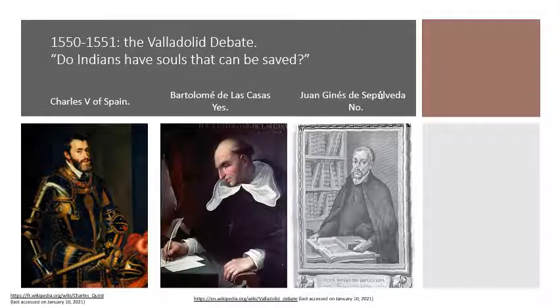In 1550-1551, the King of Spain, Charles V, convened a meeting of theologians and jurists in the Spanish town of Valladolid to discuss the rights and treatment of indigenous people in the New World. Two men in particular opposed each other. Las Casas, who believed that Indians had souls and therefore should be converted to Catholicism in a gentle way, and Sepúlveda, who believed that Indians were savages who ought to be converted by force or killed.